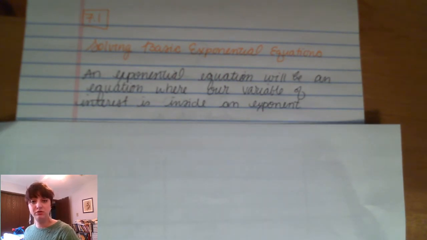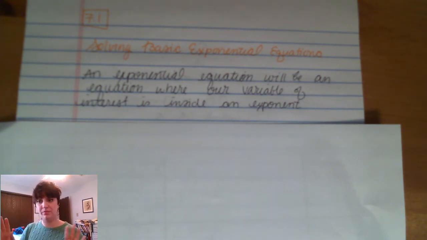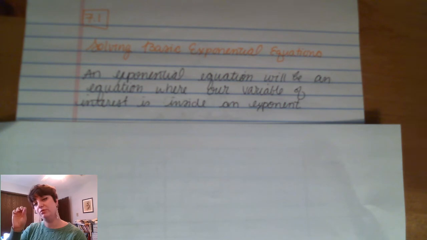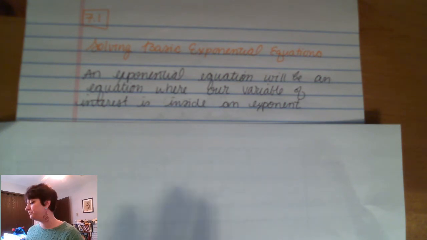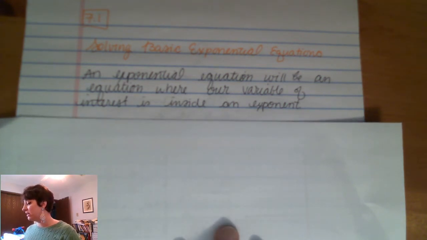But an exponential equation is going to be an equation where the variable of interest is inside an exponent. Up to this point, our variables have been raised to different exponents maybe, but so like we could take square roots of stuff, we could multiply, but the variable itself wasn't the exponent. So that's going to be what's different.